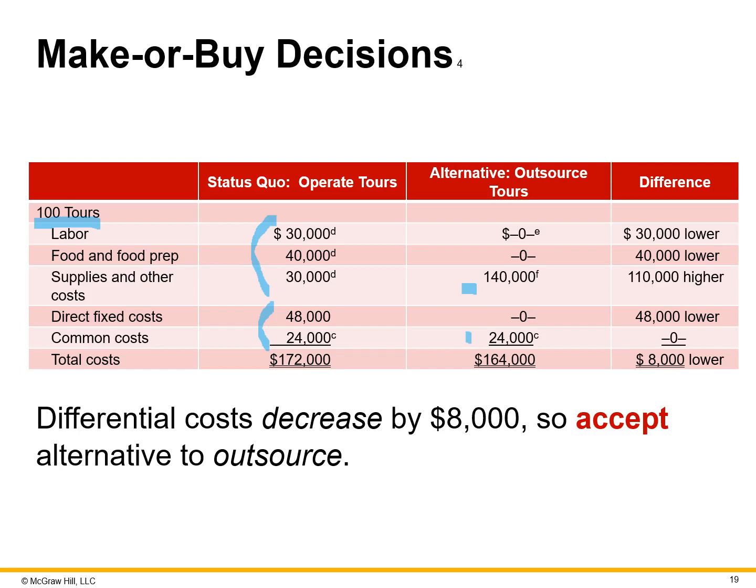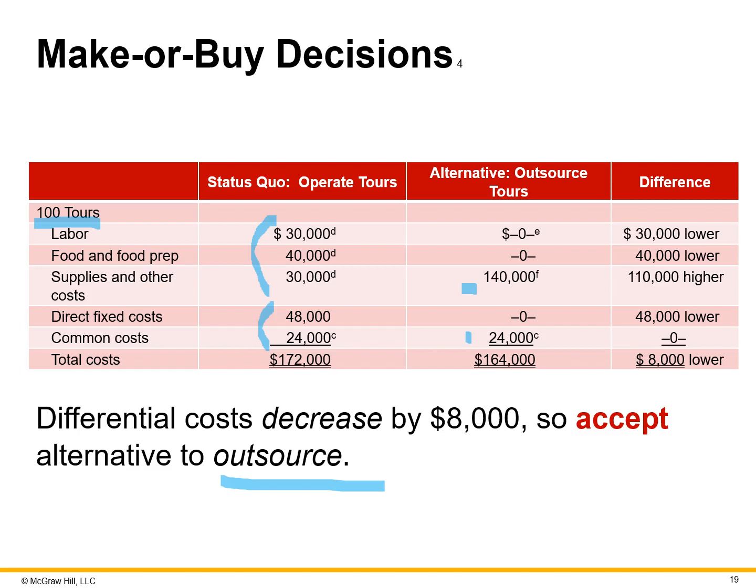If we only do 100 tours, then the fixed costs that we have are spread out among only 100 tours instead of 150 tours. And so the fixed costs per unit or per tour is a lot higher. And when we do the math, we see that it's better off if we only do 100 tours to outsource it.